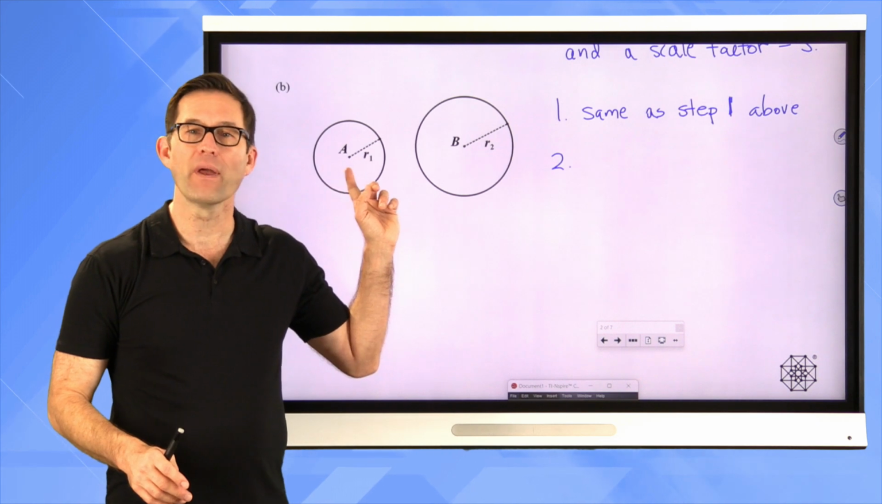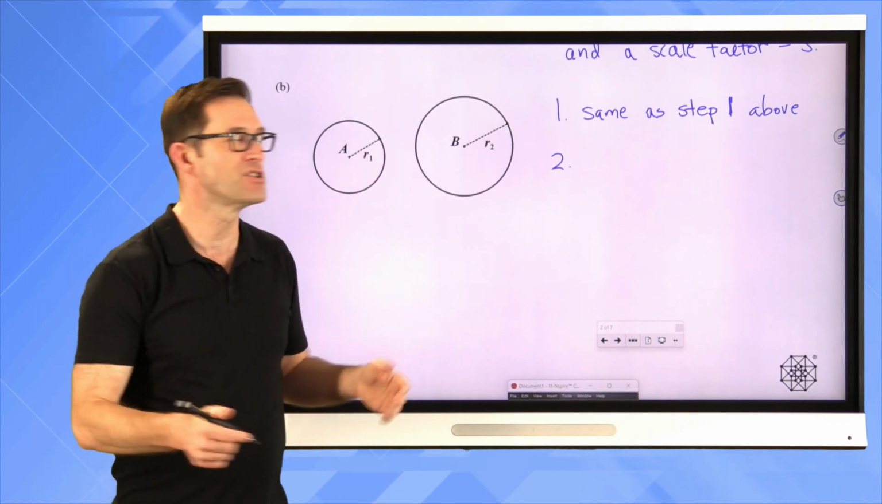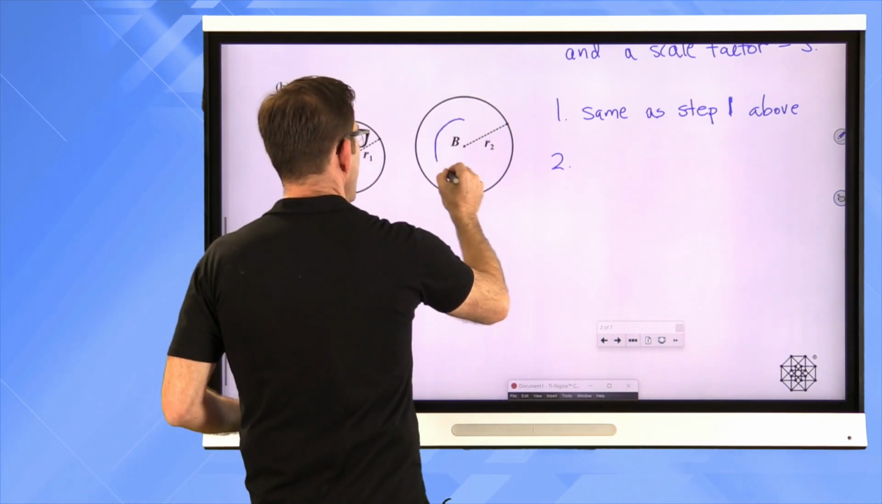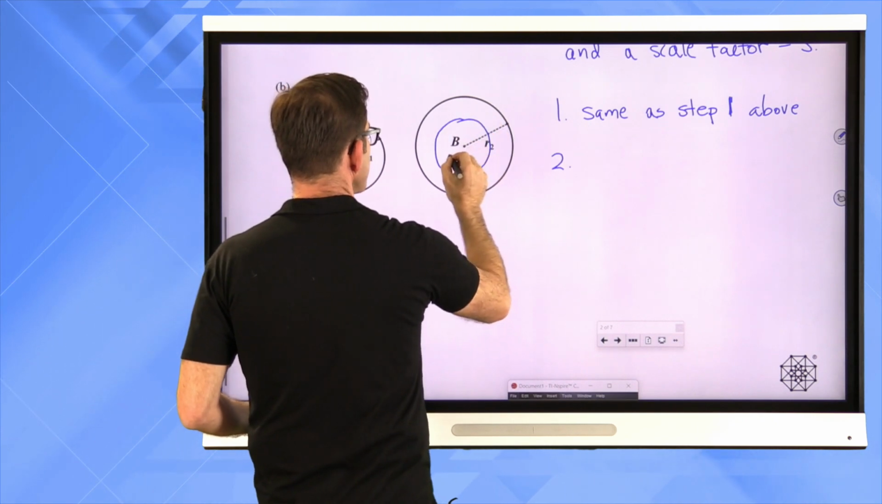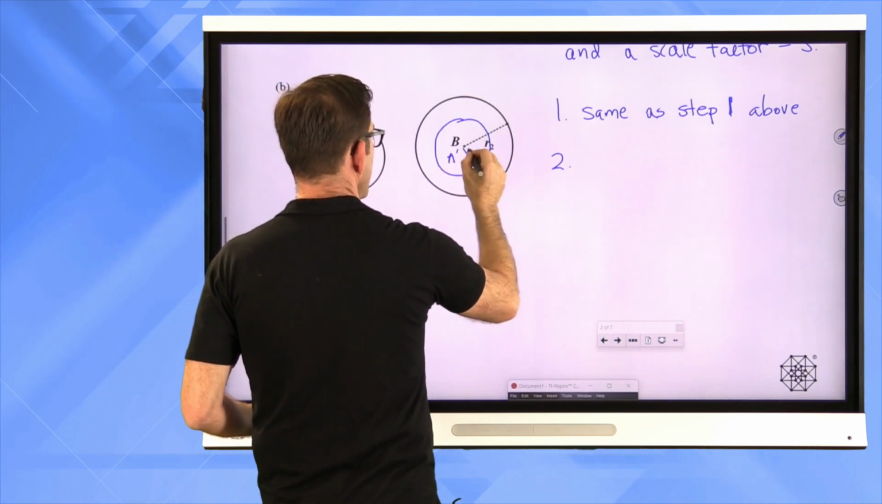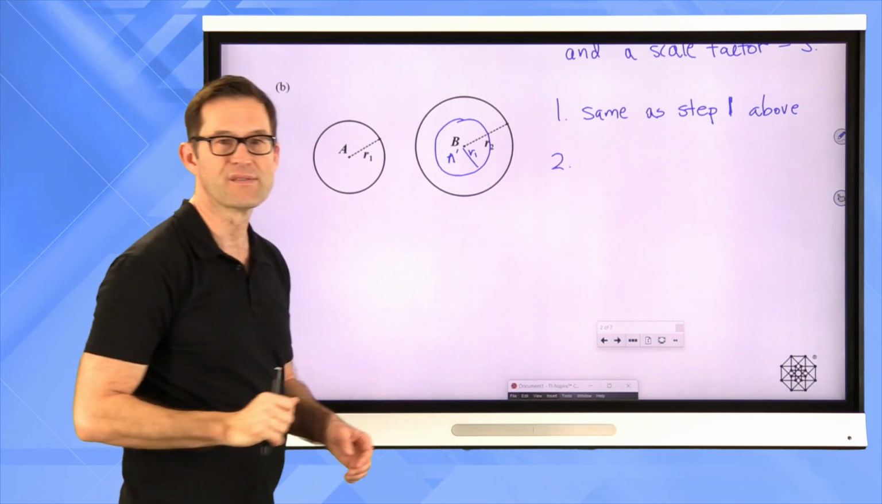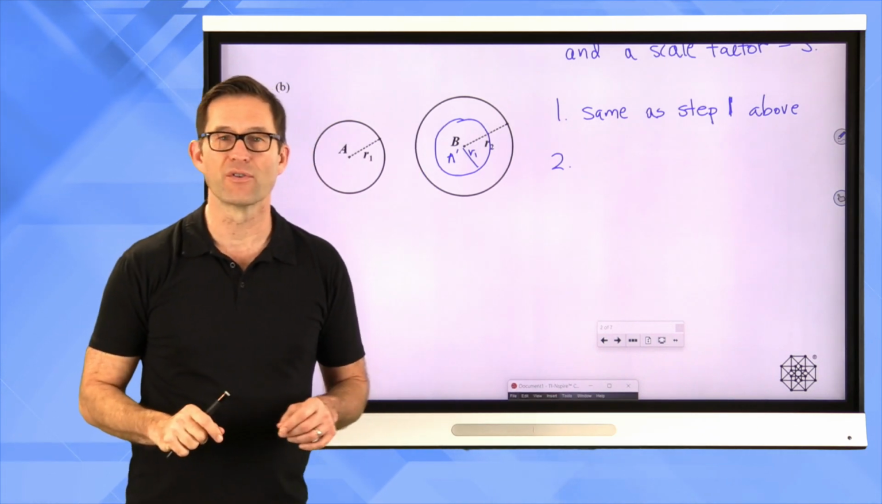In other words, the first thing that I would do is simply translate circle A so that point A maps to point B. I just want this thing to line up so that the two circles have the same center. This one now has a radius of R1, that one has a radius of R2.